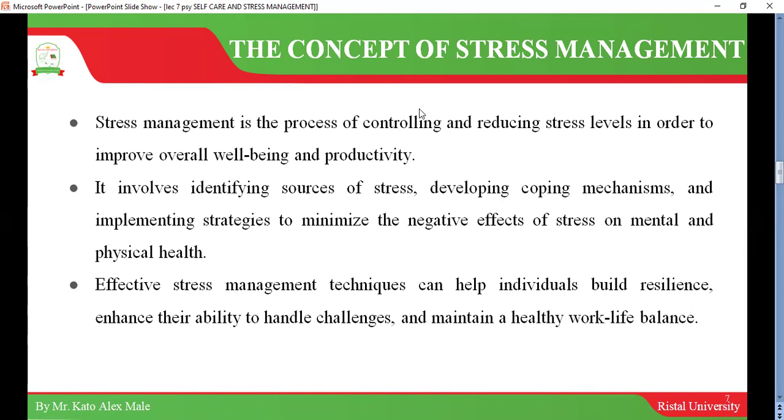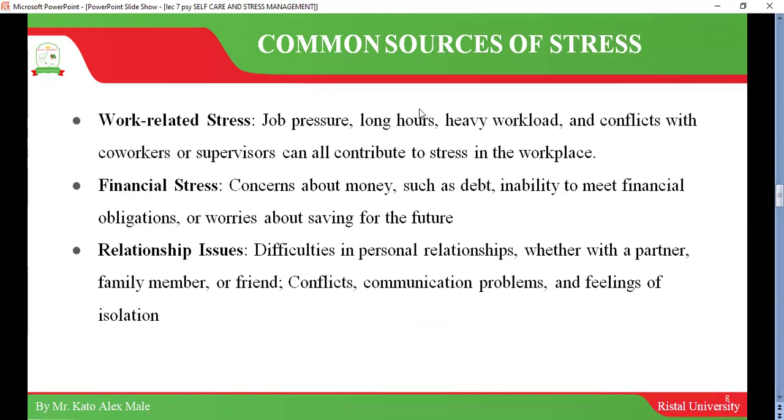Effective stress management techniques can help individuals build resilience. They can become resistant to any psycho abnormalities, for example, depression. You get it? Yeah. So this enhances their ability to handle challenges and maintain a healthy work-life balance. So this was talking about the concept of stress management.